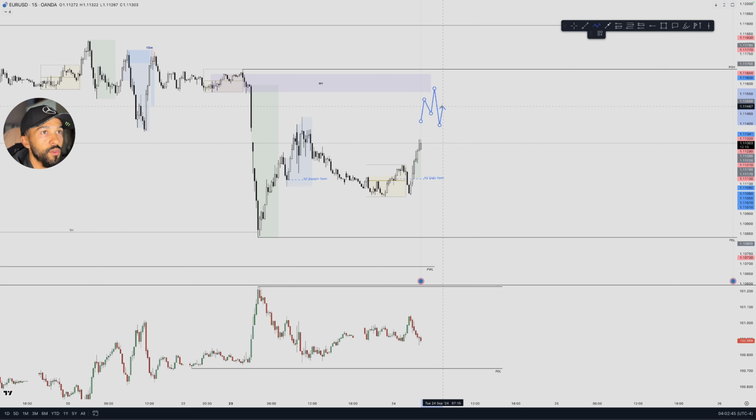And then we get our nice corrective pullback to our order block, which mitigated this 4-hour high time frame POI, and then momentum broke structure. Okay, so back up until this lower time frame order block to continue trading downwards with. All right, so let's draw that out. We would have our order block here left behind.